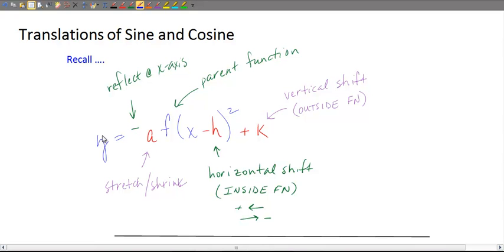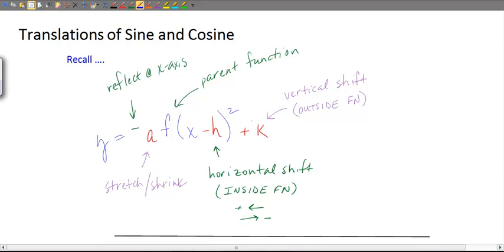So in this video, we're going to talk about the translations of sine and cosine, or the shifting of sine and cosine graphs, and specifically horizontal translations. I want you to think back to perhaps college algebra or maybe Algebra 2, when you learned about the translation of a function.